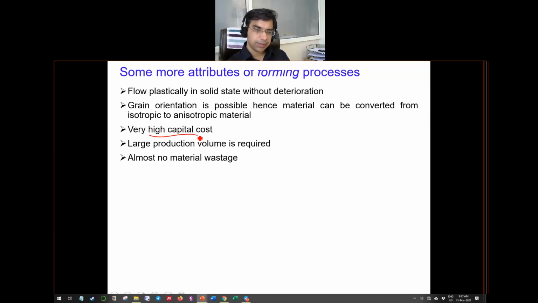So this last point I already discussed, that in forming processes there is almost no material wastage, because in this case you are not melting, so the tendency of formation of oxides is very less, and at the same time no chips are being produced, so therefore material wastage is almost negligible.